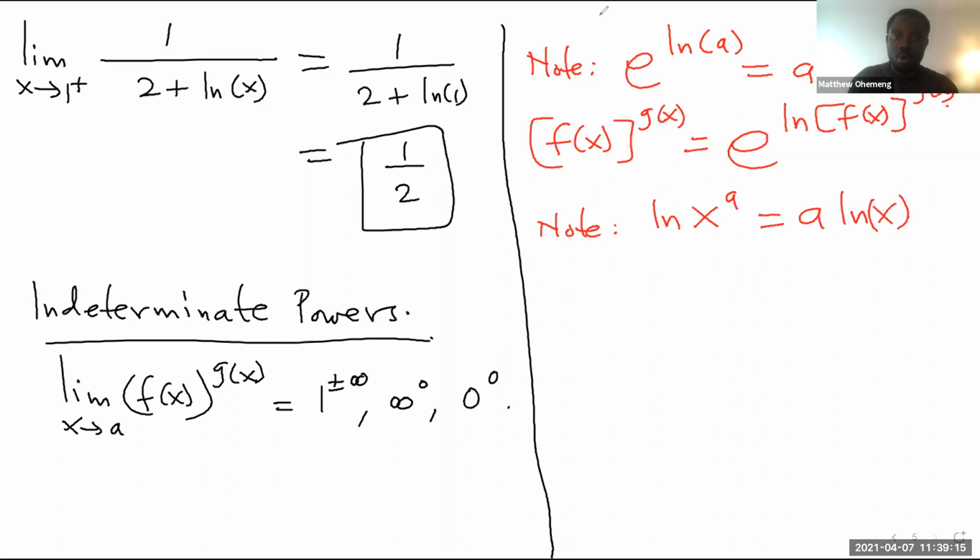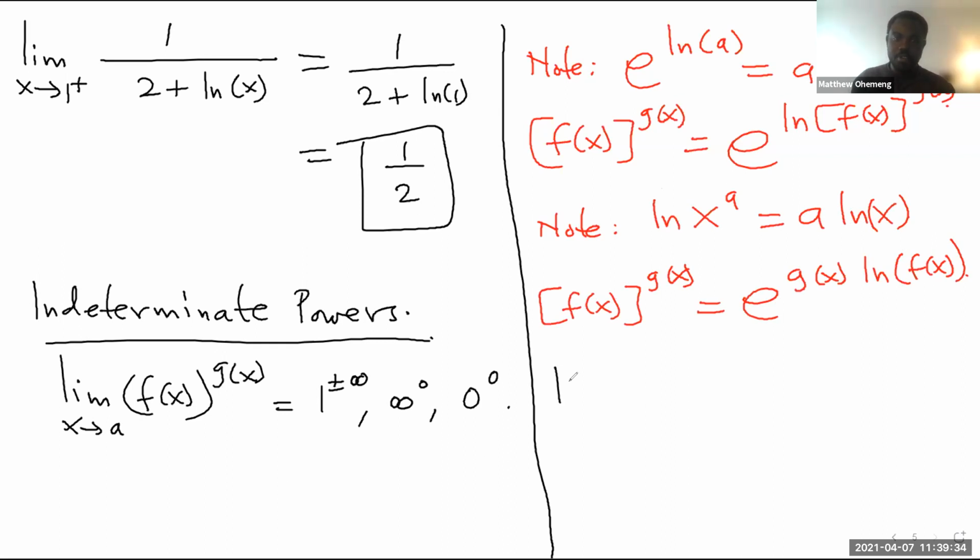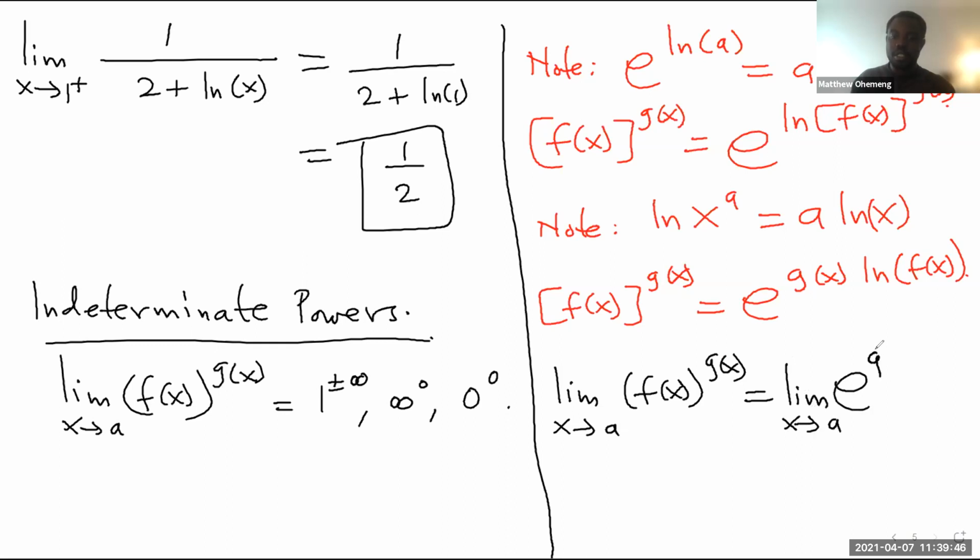Right? So with this expression, if you have f of x to the power g of x, then we can rewrite that as e to the power g of x, and then ln of f of x. Okay, so if that makes sense, then let's come back here to the limit. So if you have the limit as x approaches a of f of x to the power g of x, then that's the same as the limit as x approaches a of e to the power g of x, and then ln of f of x.